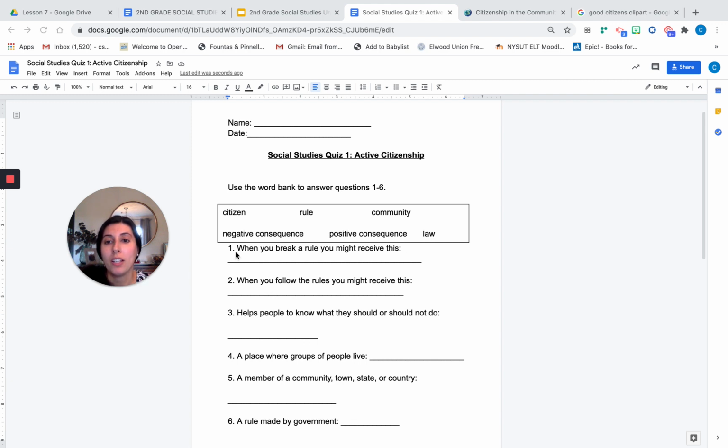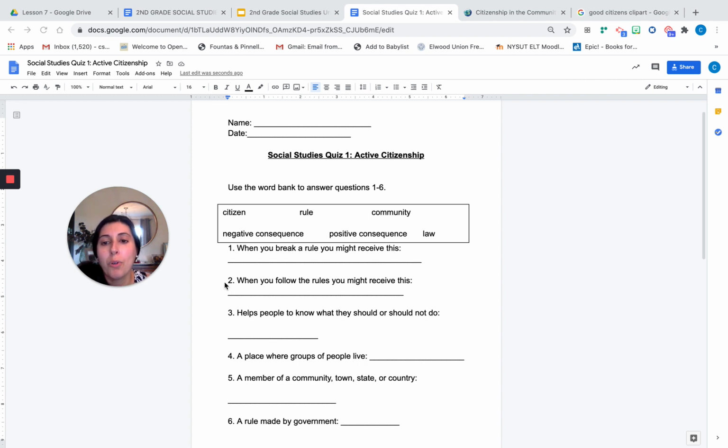Then we have our definitions. Let's read through them. Don't start yet. We're just going to read through them together. When you break a rule, you might receive this. So you would choose what you think is the correct answer. And then I want you to circle the word or the words that you chose, and I need you to write them on this line. By circling it, that's going to really help you to know, oh, I already used this word, so it's probably not the answer to another one of these. That's a little test-taking trick that will help you.